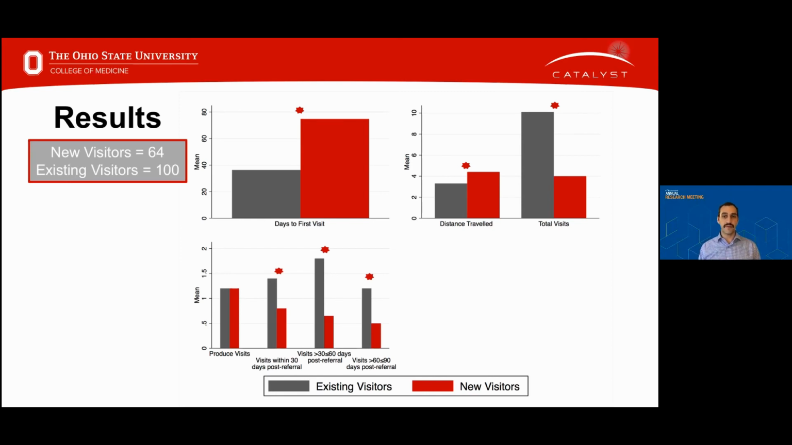Just as a note, patient choice is really an important part of the Mid-Ohio Pharmacy program. So while patients are encouraged to select produce and are eligible to receive it, they are not limited to just acquiring produce from the pantries. So not all visits post-referral are by definition produce visits.